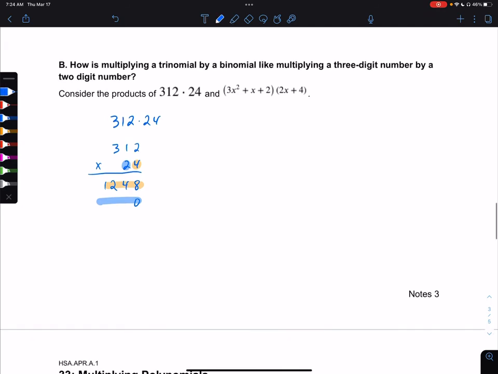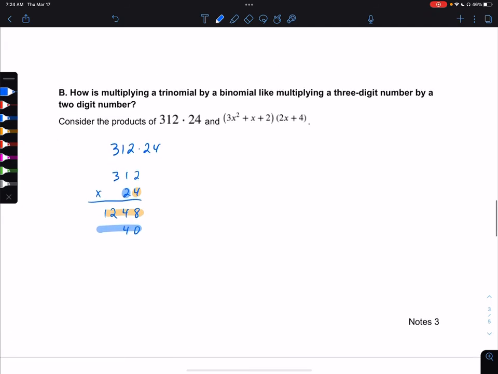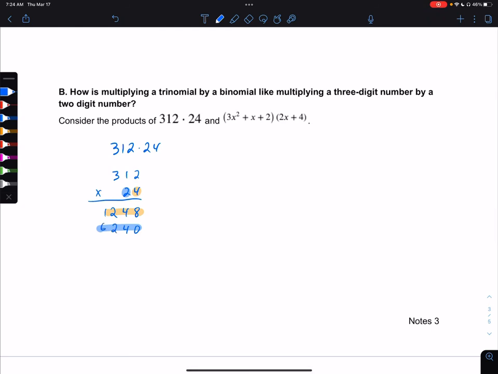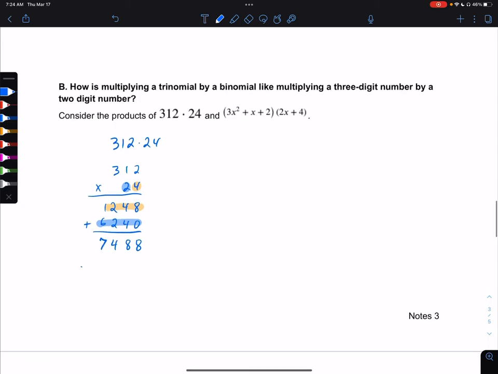So 2 times 2 is 4, 2 times 1 is 2, and 2 times 3 is 6. And then from here we would add these two up. So you'd have 8, 8, 4, and 7. So our answer of 312 times 24 would be equal to 7,488. Again, maybe you've seen this method, maybe you like this method. If you don't, worry about it. If you do, feel free to use it.